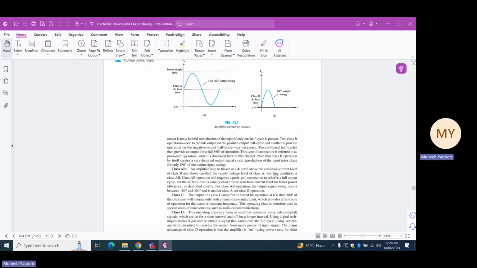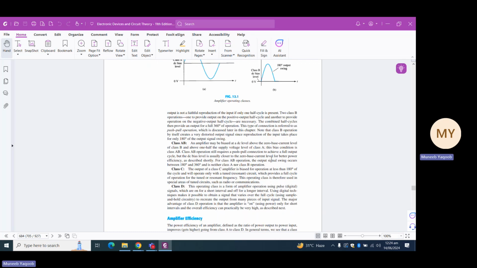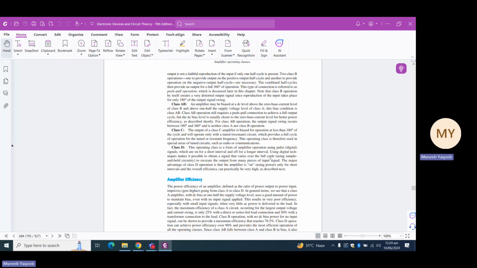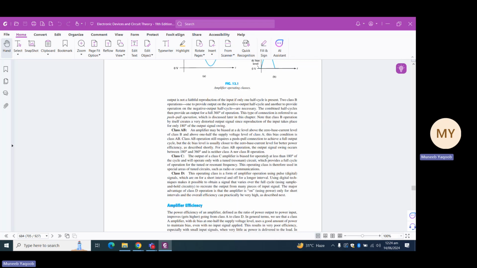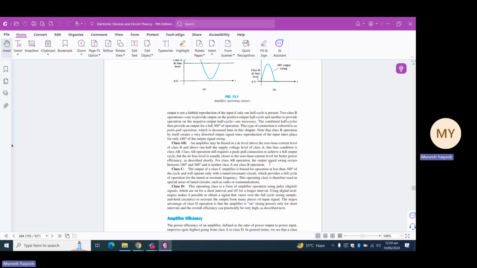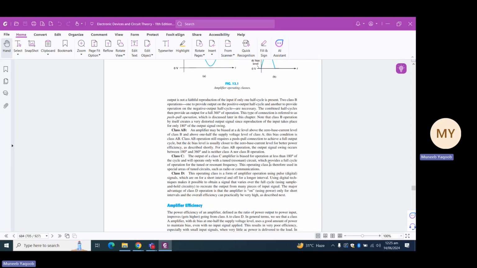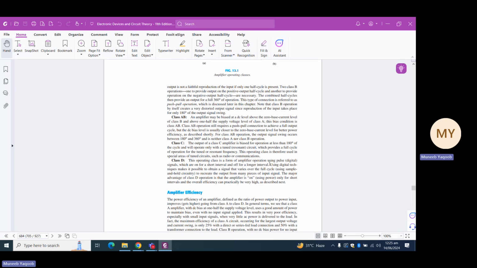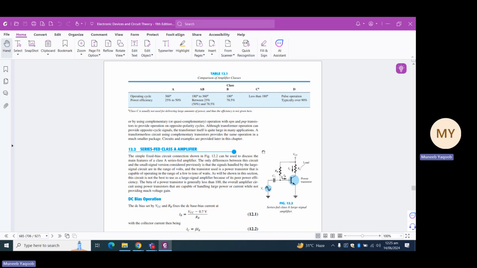Similarly, for class C power amplifier, the output is basically between 180 to 360 degrees. And for the class D power amplifiers, since the output is in pulses, it is a much more efficient power amplifier. So these features are basically summarized in table 12.1.